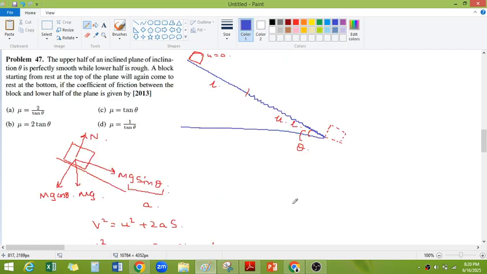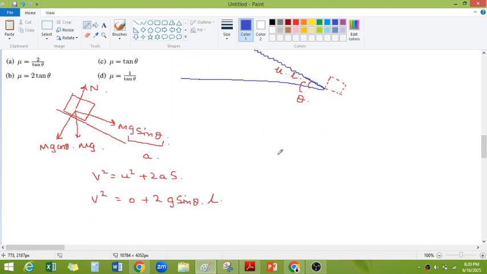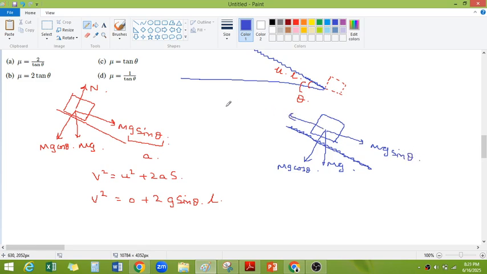The second part, for this from here to here, as I said, it's exactly the same thing, except you should add the friction in the backward direction. So mg will be acting this way, mg cos theta will be acting this way, mg sin theta will be acting this way, F friction will be acting this way, normal reaction will be acting this way.